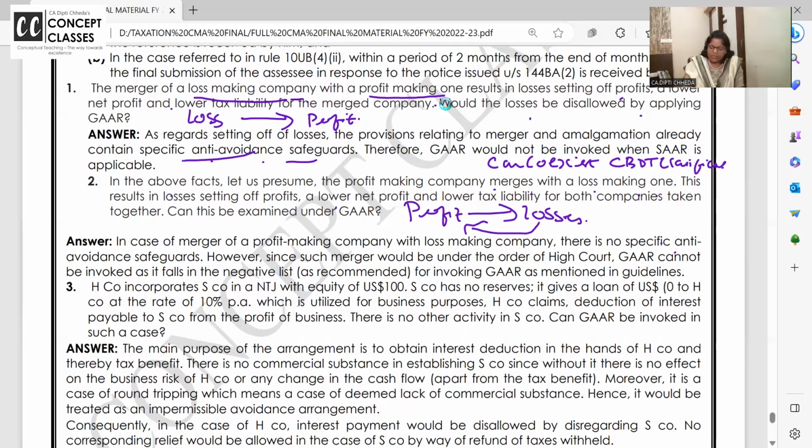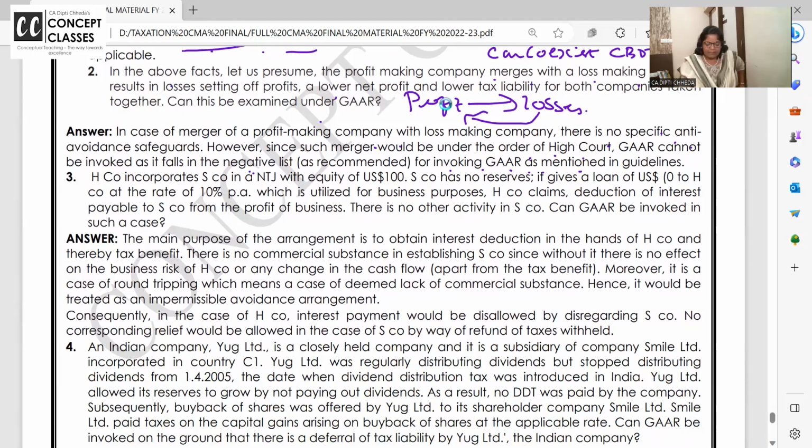So the question is, can this be examined with GAR? No. In case of merger of profit-making with loss-making, there is no specific SAR. However, since merger would come under the order of High Court, GAR will not be applicable in the negative list for invoking GAR as mentioned in the guidelines. So reverse में allowed नहीं है. Losses merge हो रहे हैं, profit में no problem. Profit merge हो रहा है, loss में GAR applicable नहीं है.